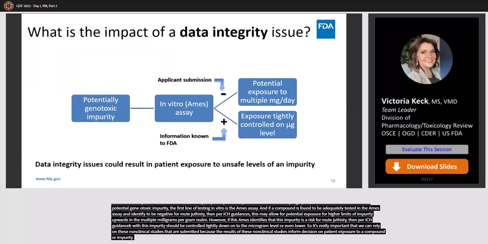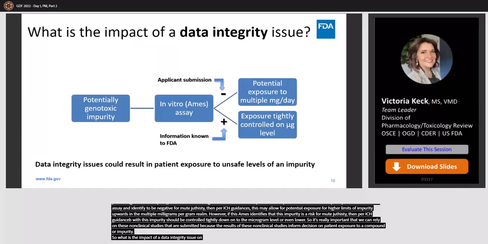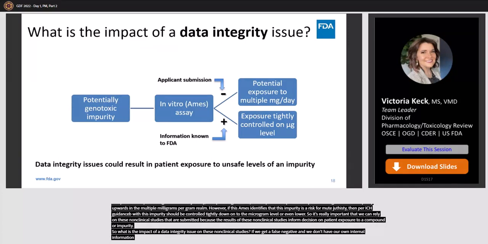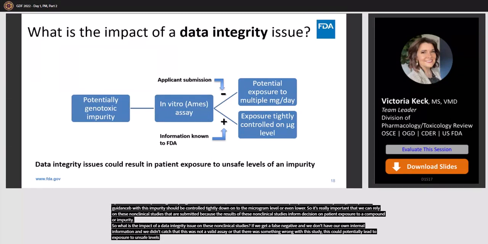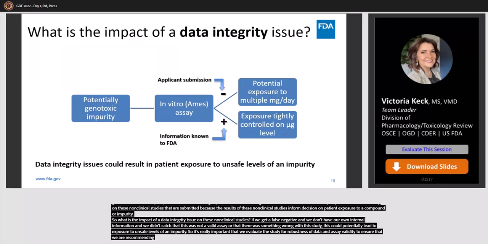So what is the impact of a data integrity issue on these non-clinical studies? If we get a false negative and we don't have our own internal information and we didn't catch that this was not a valid assay or that there was something wrong with this study, this could potentially lead to exposure to unsafe levels of an impurity. So it's really important that we evaluate this study for robustness of data and assay validity to ensure that we are recommending the appropriate exposure level to an impurity in a drug product.